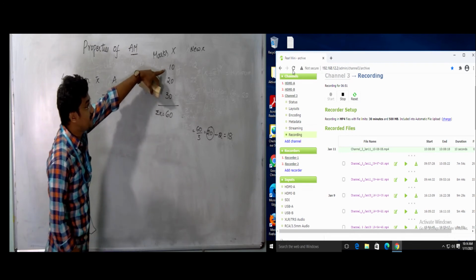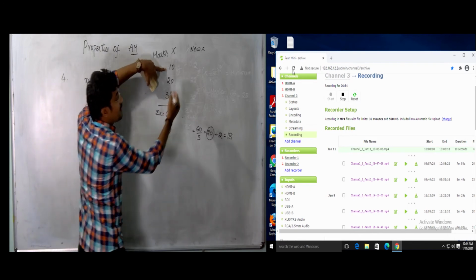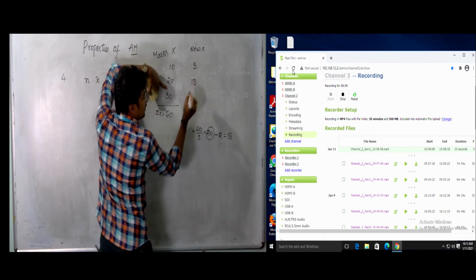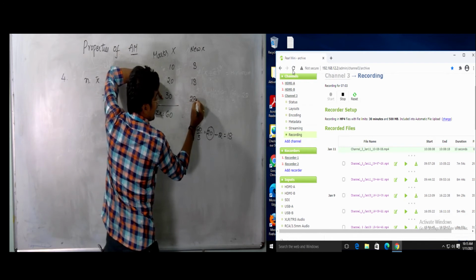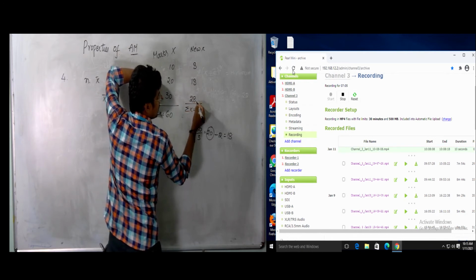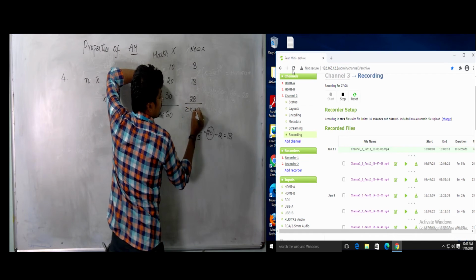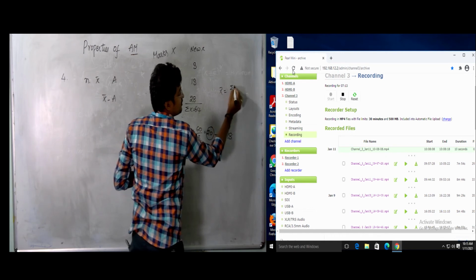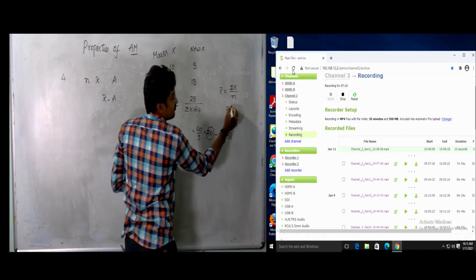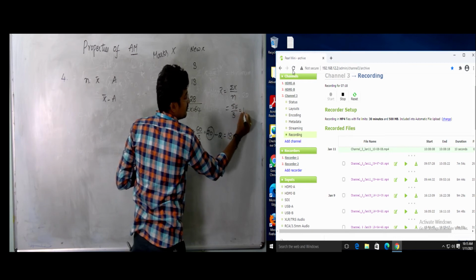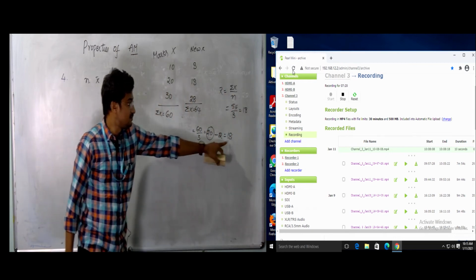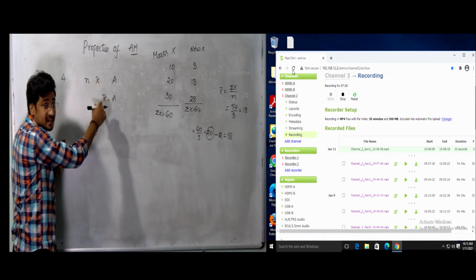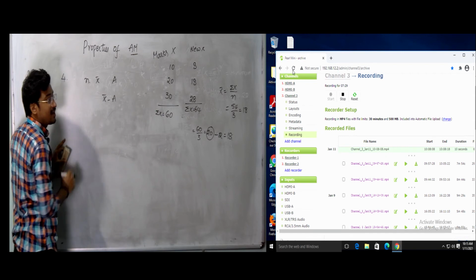For example, the original data is 10, 20, 30. 10 minus 2 is 8, 20 minus 2 is 18, 30 minus 2 is 28. Summation x is 54. Mean formula is summation x by n, 54 by 3, 18. If the mean of the observations is x bar and each observation is decreased by a, then the new mean is x bar minus a.